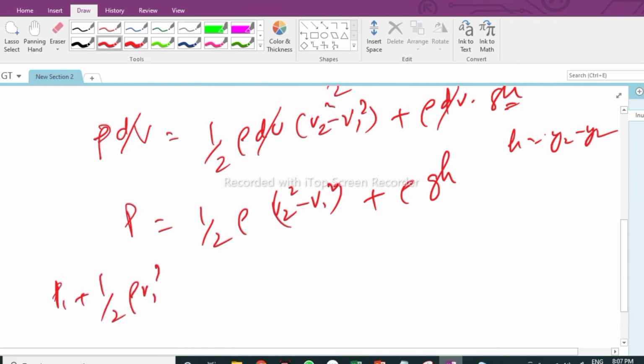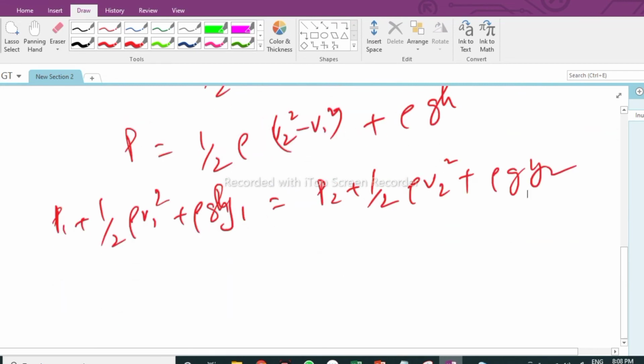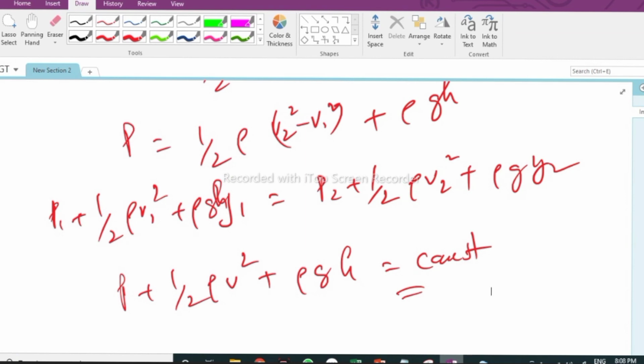If you rearrange the terms, you are going to get p1 plus half rho v1 square plus rho g y1 is equal to p2 plus half rho v2 square plus rho g y2. So the general equation we can write as p plus half rho v square plus rho g into some height is equal to constant. So this is Bernoulli's equation.